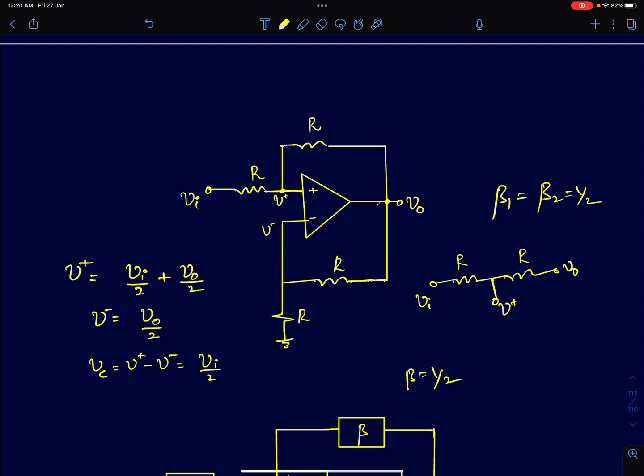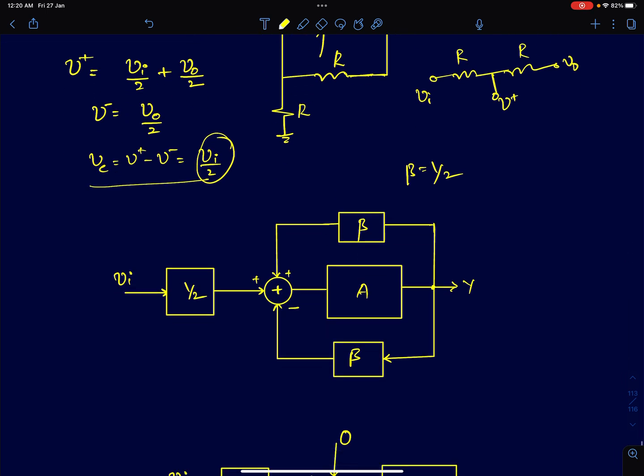Now the actual error measured by this op amp is the difference between the two voltages. That will simply be just Vi/2 itself. You just subtract these two, it will be Vi/2. So now what you see here, the actual error measured by this op amp contains no information of V0, which means there is no feedback. That's what this means. Okay, there is no feedback, and the error will simply be equal to Vi/2 itself. So that's what I've shown here.